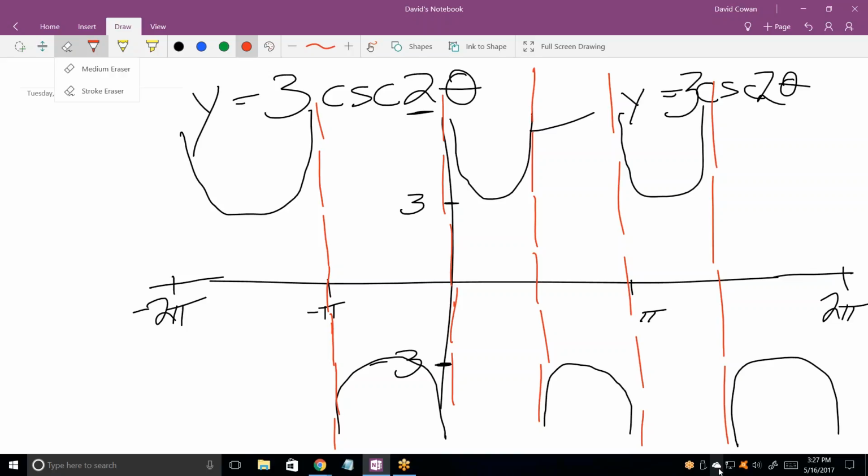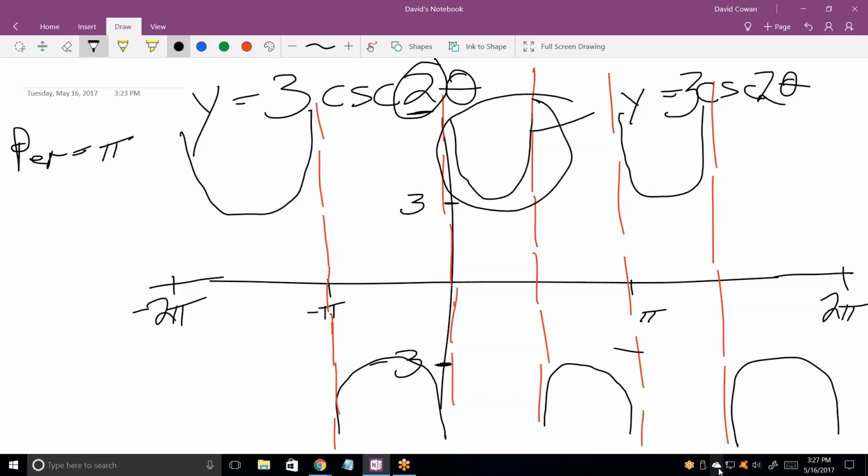That's because of one thing. This 2. That 2 made our period equal to pi, not 2 pi. So we're going to do one complete cycle, which is top and bottom, every pi. Yeah, I understand that. So in the one complete negative cycle.